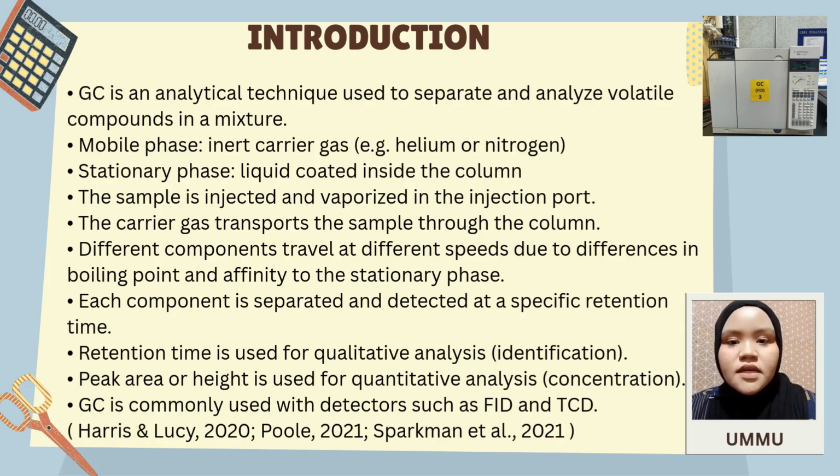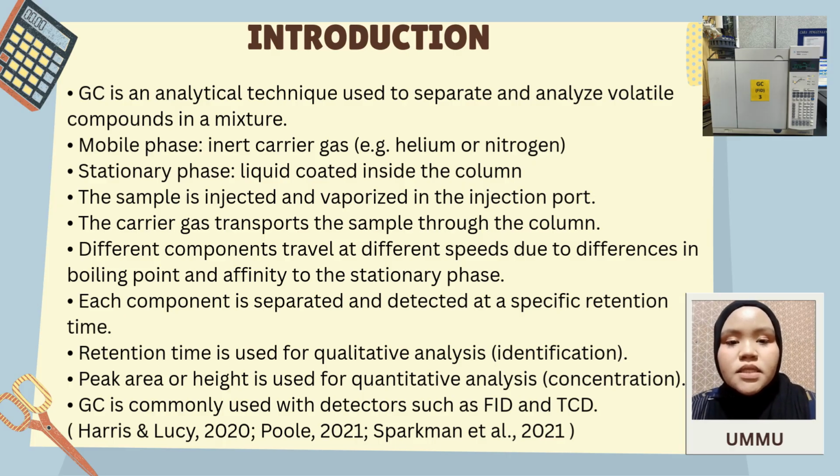In gas chromatography, separation occurs using two phases, which are the mobile phase and the stationary phase. The mobile phase is an inert carrier gas such as helium or nitrogen, while the stationary phase is located inside the column. When the sample is injected into the injection port, it is vaporized and carried to the column by the carrier gas. Each component in the mixture moves through the column at a different speed depending on its boiling point and its interaction with the stationary phase.